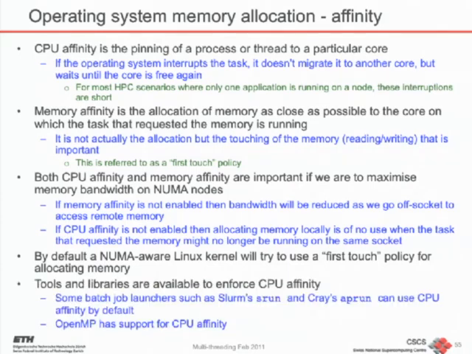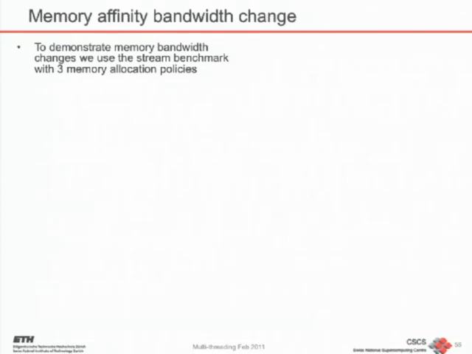There are tools and libraries available to enforce CPU affinity. So Cray's aprun, or if you're on a different system, it may be Slurm's srun or something else. They can enable CPU affinity by default, or they can allow you flags to actually say that you want that CPU affinity. On a Cray system, for example, aprun -cc cpu, I think, is the correct thing to say. Give me a separate CPU with affinity for each of my tasks. OpenMP has support for CPU affinity, and many compilers also have CPU affinity settings.